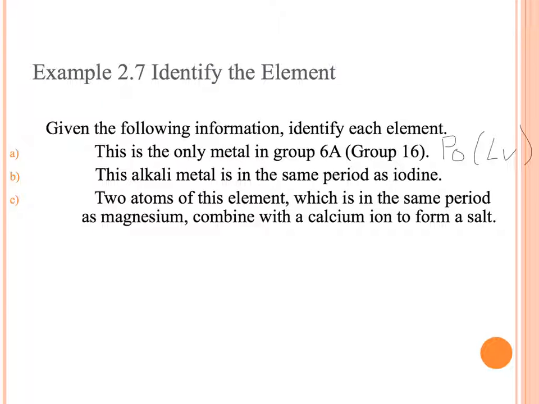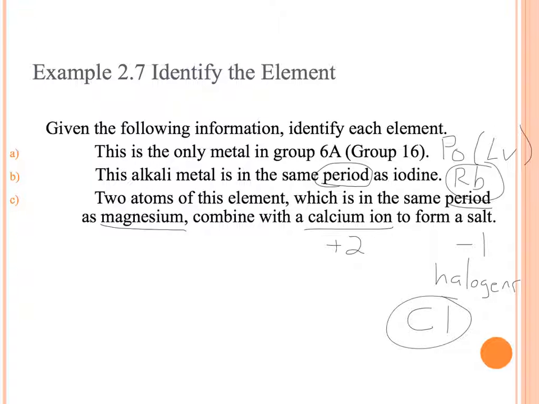Alkali metal is in the same period as iodine. Period is a row, so it's in the same row as iodine. Alkali metals are group 1. This will be rubidium, Rb. And the last one, 2 atoms of this element, which is in the same period as magnesium, that's the same row as magnesium, combined with calcium ions to form a salt. Calcium has a +2 charge, so we need something that forms a -1 charge. These will be the halogens. The halogen in that row is going to be chlorine. So rubidium, polonium / livermorium, and chlorine.